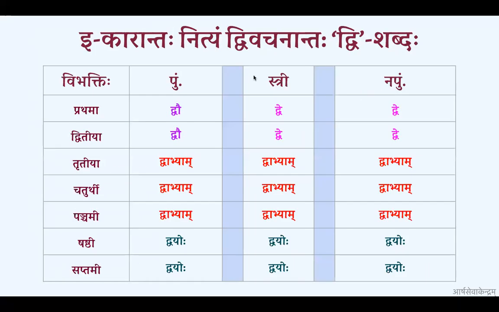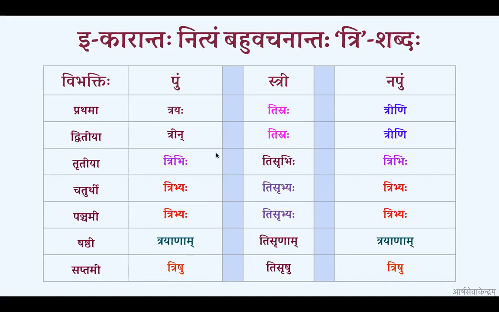Strilinga follows like Sita, Eka, Ekam, etc. We did this Abhyasa, and then we looked at Dvivachana. So in Dvivachana, the Dvi Shabda exists only in Dvivachana, and in all three lingas, Trutiya to Saptami, it's the same. Dvabhyam, Dvabhyam, Dvabhyam, Dvayoho, Dvayoho. It's the same for all three lingas. In Pumlinga, the Prathama and Dvitiya forms are the same, Dvau, Dvau. And the Strilinga and Napumsakalinga forms are the same, Dve, Dve in Prathama and Dvitiya.